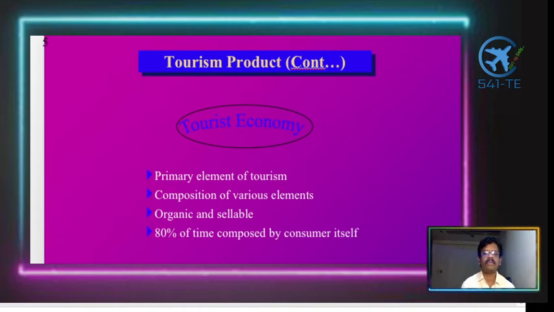Then if you see the tourism product from an economic point of view, the primary element of tourism is to create economic value, and there is a composition of various elements in that, organic and sellable. You can see that 80% of the time it is composed by the consumers themselves. So you can't separate the product from the consumer. Sometimes the product is with the consumers, and we just create that kind of environment where the consumer is understanding or identifying the product and then consuming it at the destination. We are only facilitators as service providers, right? So this is the tourist economy.